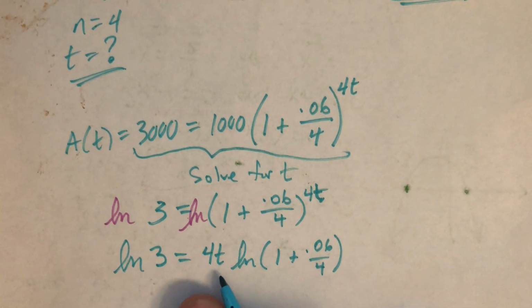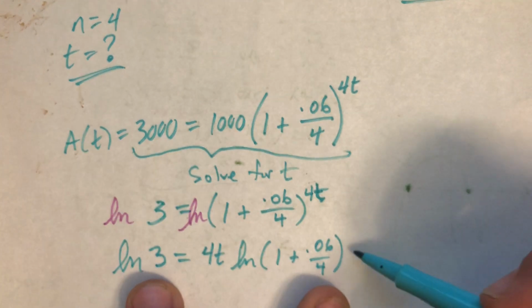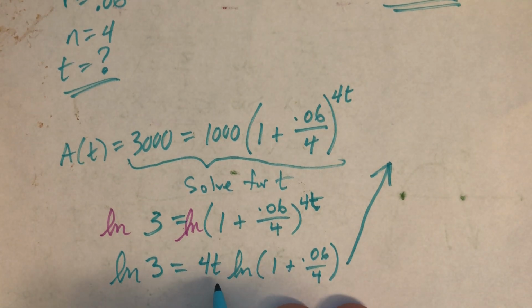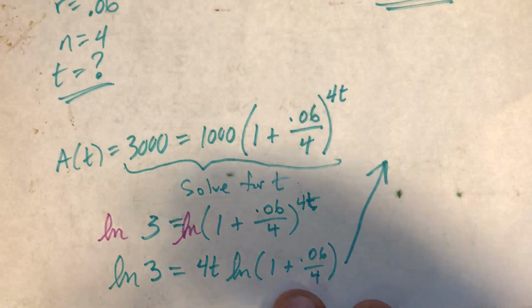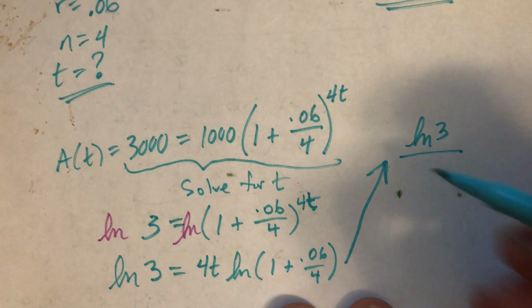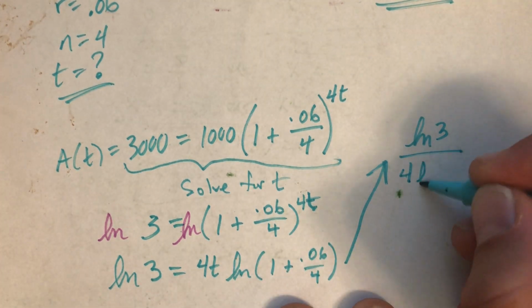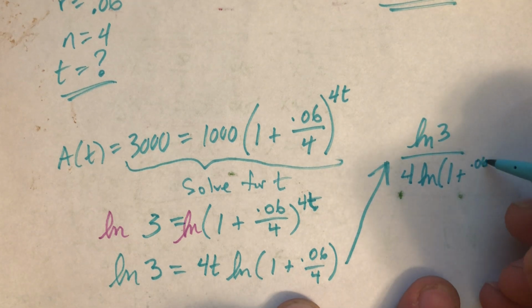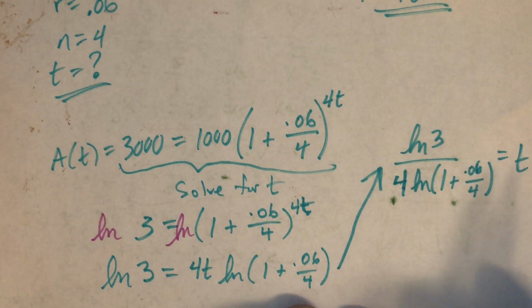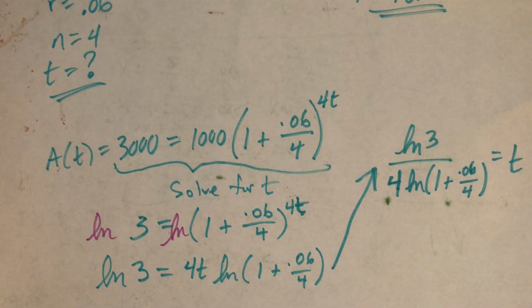Okay. So now we are after t, and we are dangerously close to finding what t is. Really, we just have to divide both sides by 4, and we have to divide both sides by this natural logarithm. So we're going to have natural log 3 over 4 times natural log of 1 plus 0.06 over 4. And this is t.